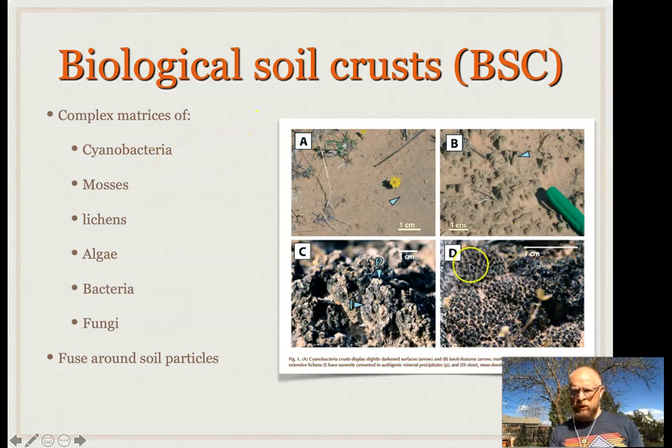Let's just go to the extreme. If we look at C and D, you can see here's a scale bar of 1 centimeter. So the vertical structure of this biological soil crust is a few centimeters tall, which would be a little over an inch. And so you can get some decent texture on the soil surface where the biological soil crust occurs.